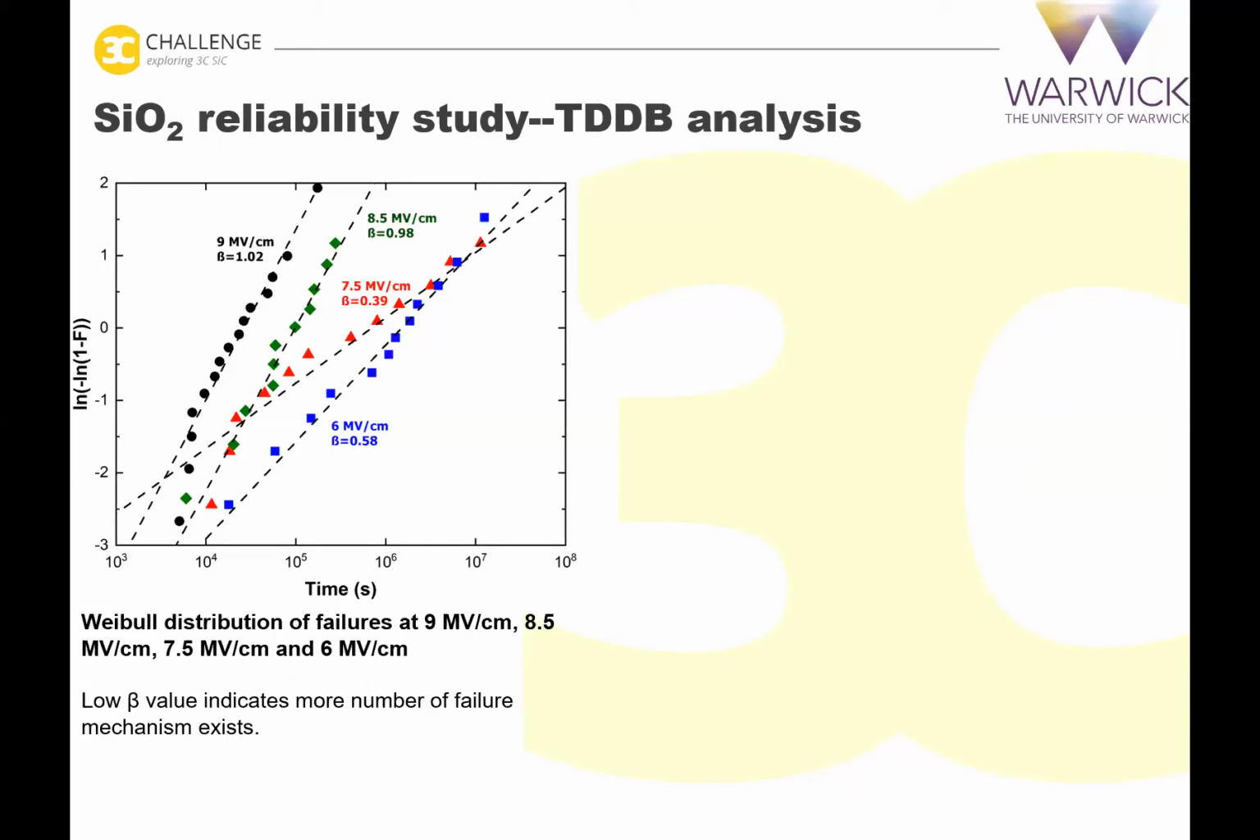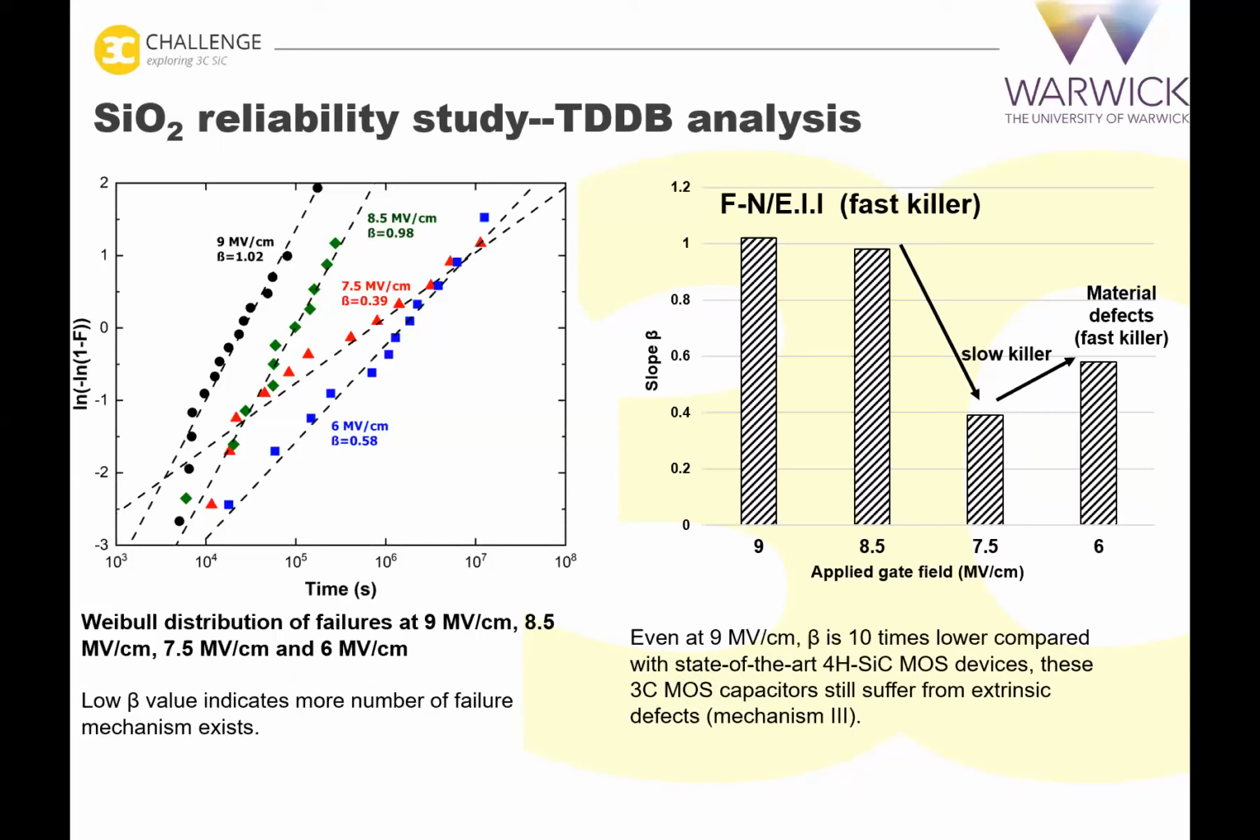So the slope of this curve is actually a quick indicator. Basically, a lower slope, a lower beta value, usually means more failure mechanisms exist. If we plot the beta value for the decreased gate bias, you can see that the beta value decreases first, then increases again, which is in agreement with the previous observation. So anyway, the overall beta value is still quite low.